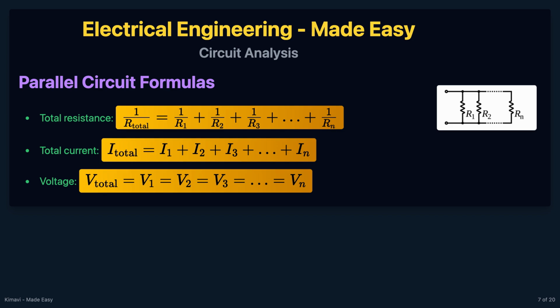The total current is the sum of the currents through each component, given by I total equals I1 plus I2 plus I3, and so on. The voltage remains the same across all components, represented by V total equals V1 equals V2 equals V3, and so on.